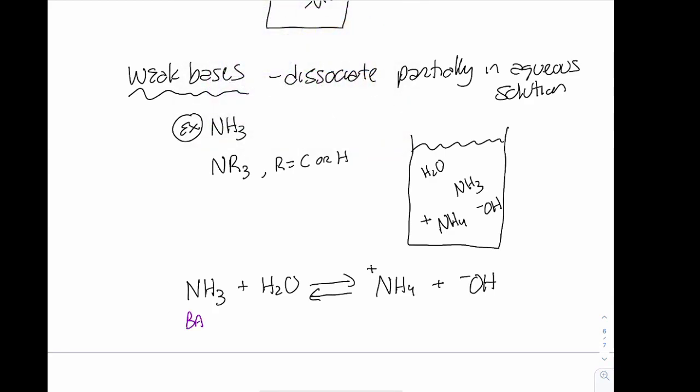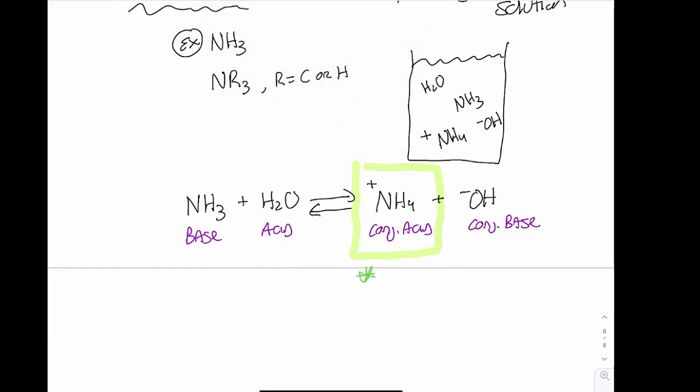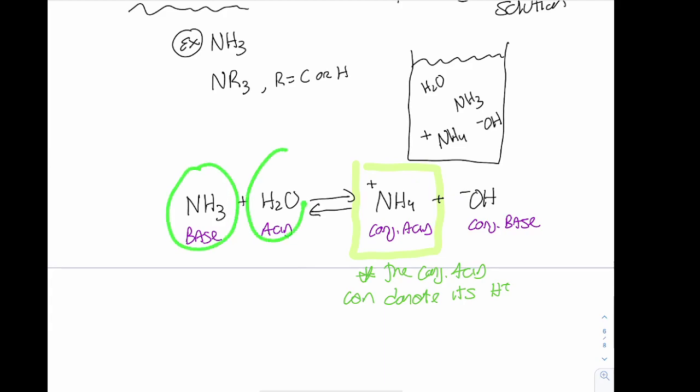So this is my base. Water is acting like an acid this time, right? We had said that it can react like an acid and a base. This is my conjugate acid, and this is my conjugate base. Looking at that conjugate acid, it is actually acidic, right? The conjugate acid can donate its protons. This arrow is going in both directions, so ammonium ions can give that proton back to hydroxide ions to form ammonia in water.